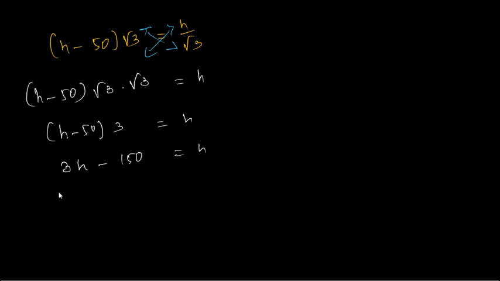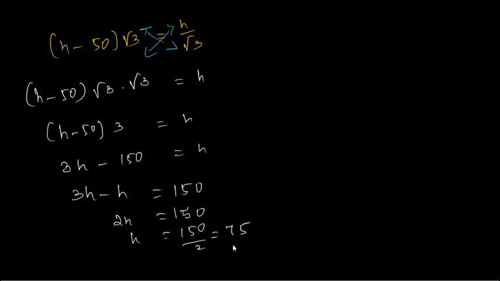Therefore you can bring this H this side. So 3H minus H, and minus 150 can be brought as plus 150. Therefore 3H minus H is equal to 2H, that is equal to what? 150, and H is equal to 150 divided by 2, that is equal to 75 meter. So what is the height of the tower? 75 meter. This is the height of the tower.